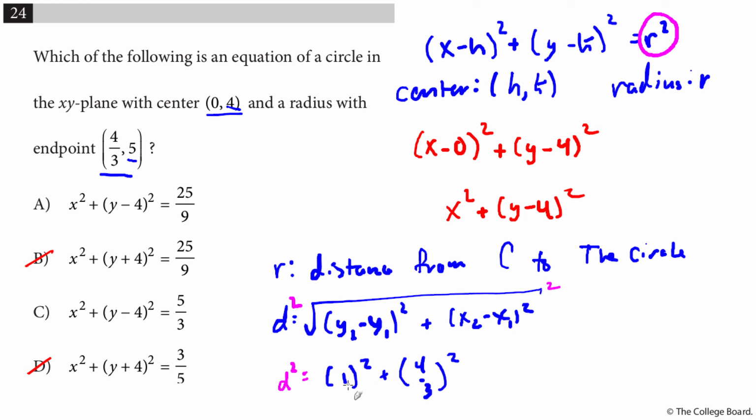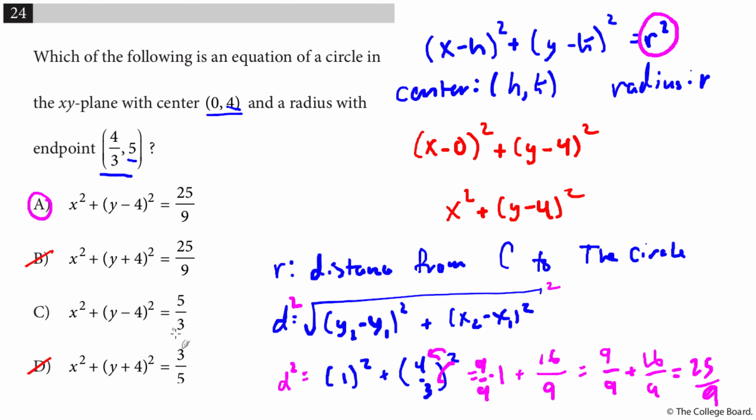So I just need to figure out what 1 squared plus 4/3 squared is. 1 squared, 1 times 1 is 1. 4/3 squared is 4 squared, 16, over 3 squared, 9. And then doing a little bit of fractional work, 1 is the same thing as 9/9. So I have 9/9 plus 16/9, and I get 25/9 as my r squared. That means A is my answer. This right here, this 5/3, that's actually r, but my formula has r squared in it.